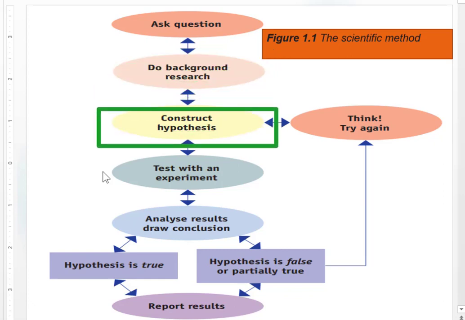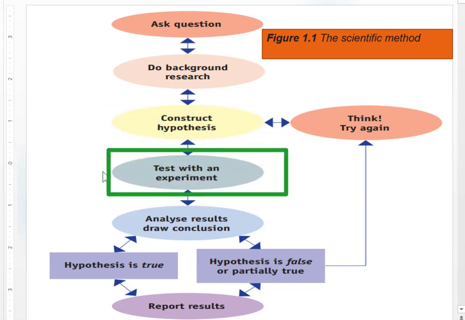The third step is simply construct a hypothesis. We should scientifically guess or predict about what we observe as sources of problems or events in the environment. The fourth step, as you see, is test with an experiment. We should develop and design scientific methods and procedures to test the hypothesis and hence find a solution to the problems or questions we identified.